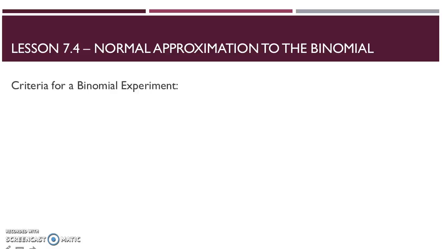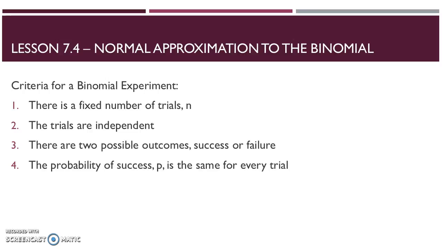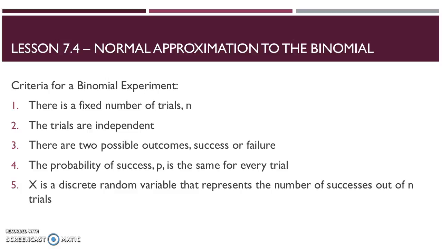The binomial experiment has to have four properties. The first is that you have a fixed number of trials, we call that n. Then the trials have to be independent, so one cannot affect another. There are two possible outcomes, success or failure, and the probability of success, or p, is the same for every trial. We also want to think about what x represents. X is a discrete random variable for the number of successes out of n trials.